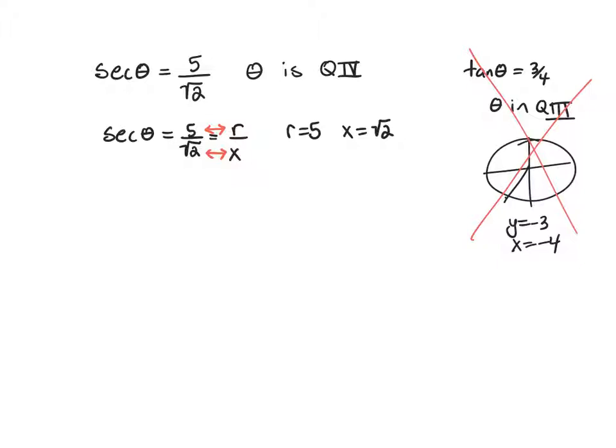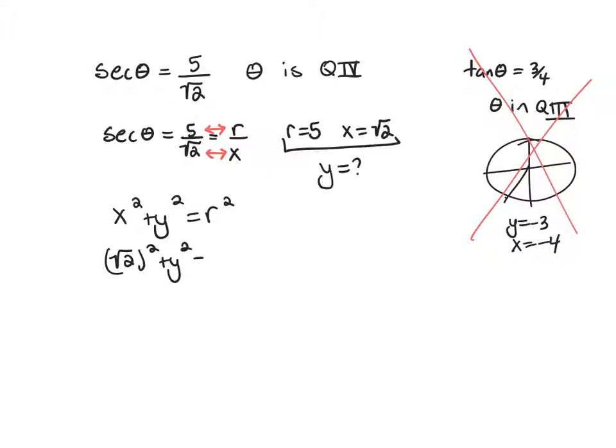So we have the r value, we have the x value, we just need to find the y value. So we plug into x squared plus y squared equals r squared. So root of 2 squared plus y squared equals r squared. Oh, we know what the value of r is, so we actually put that in. So 5 squared. So 2 plus y squared equals 25. Y squared is 23. And then y is plus or minus square root of 23.